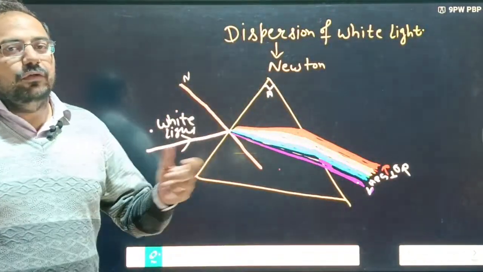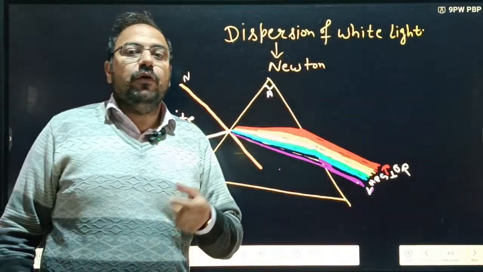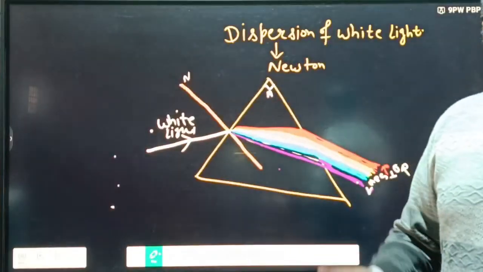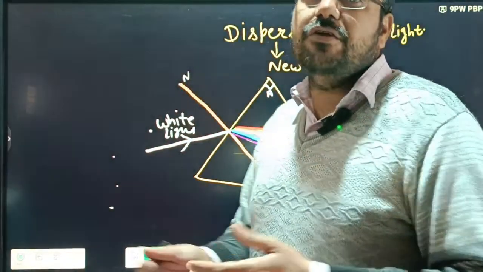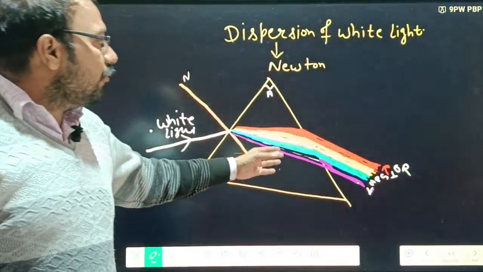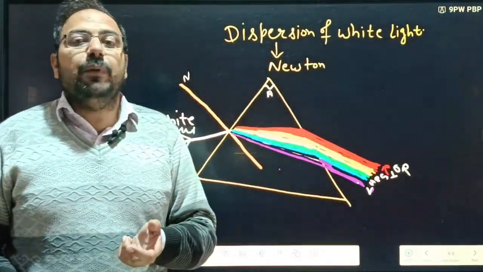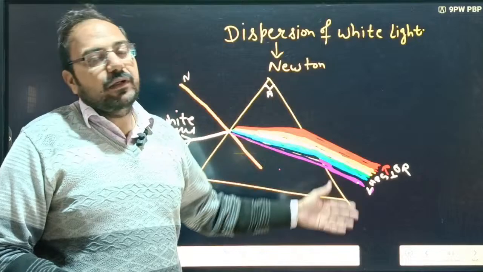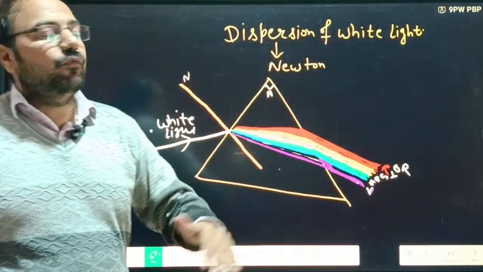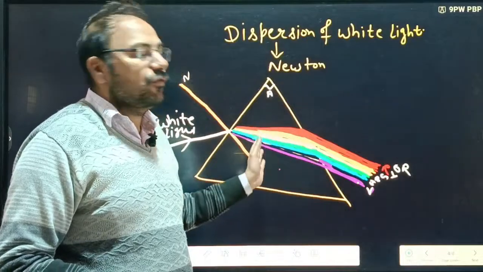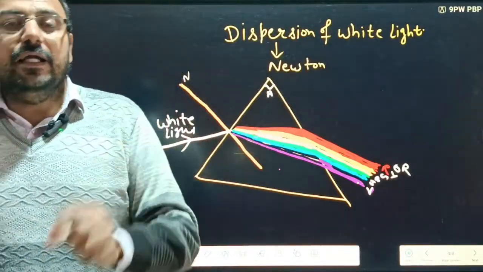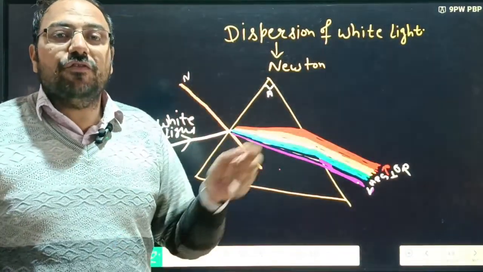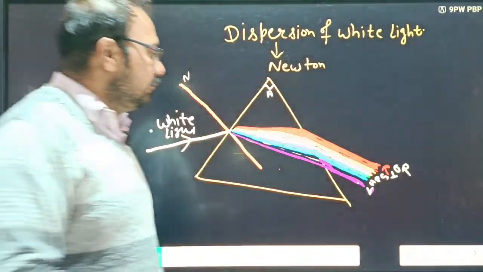And after that, we study the dispersion of white light. In dispersion of white light, when we pass white light through a prism, it is divided into 7 colors. These 7 colors are known as bands, and simply this is known as the spectrum of white light. And again, if we pass these 7 colors through a glass prism in an inverted position, parallel to this, what do we get? We get white light again. So this experiment proved that white light or sunlight is made of 7 colors.